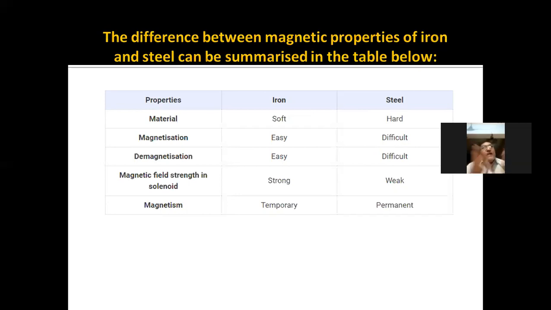For example, iron is a soft magnetic material, steel is a hard magnetic material. Magnetization: iron is very easily magnetized, steel is difficult to magnetize. Demagnetization: iron is easily demagnetized, but steel is difficult to demagnetize. Magnetic field strength in the solenoid: if you put iron in the solenoid, it will make the solenoid a very strong electromagnet, but steel will not make it a very strong electromagnet. Magnetism in iron is temporary, and magnetism in steel is permanent.